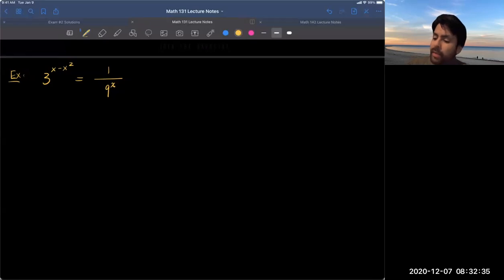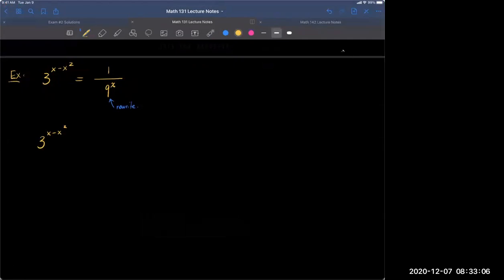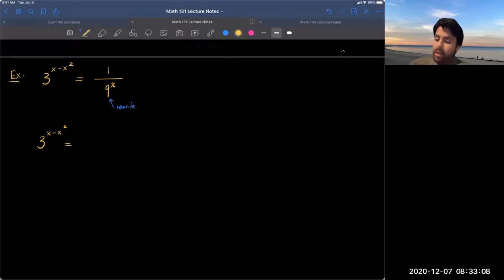So 3 is already 3. You can't rewrite 3 as a number of a base that's smaller. But what about 9? How can you rewrite 9? So 9 can be rewritten as what? Three squared. So then I can rewrite this as 1 over 3 squared to the x.